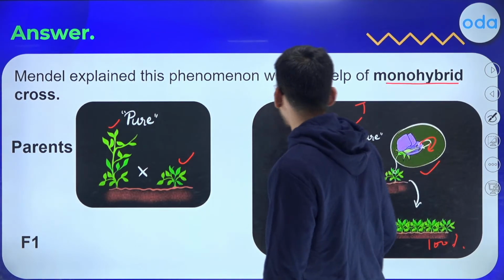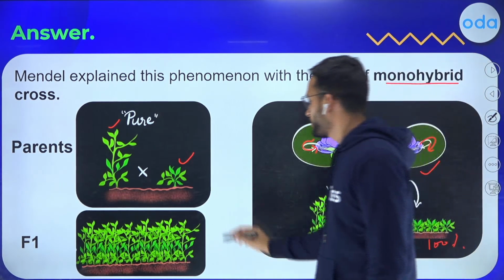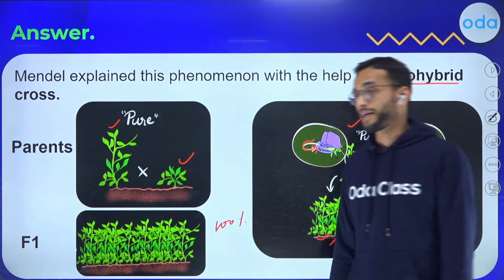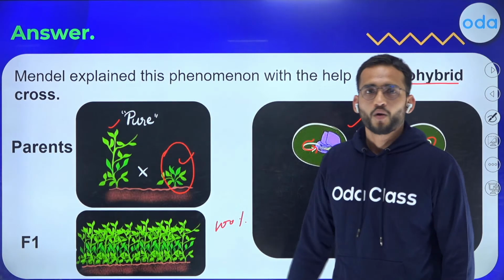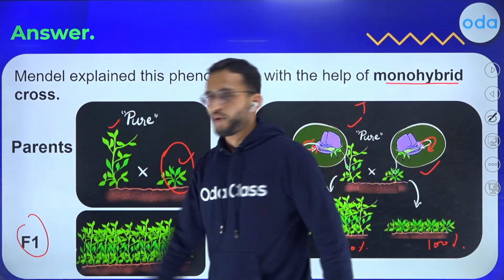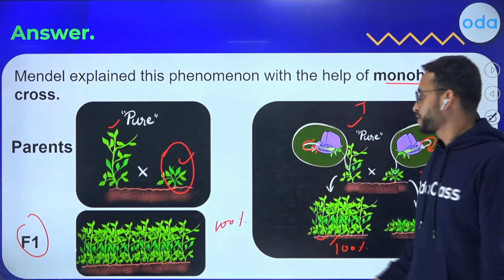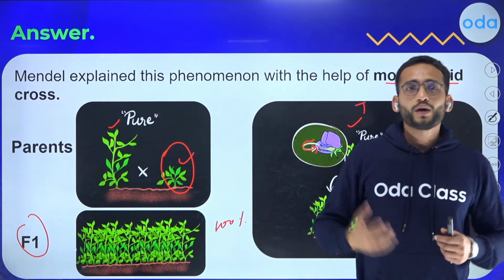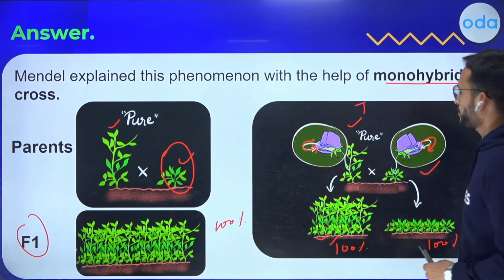In the F1 generation, what happened? In the F1 generation, he found 100% tall plants. This was a big surprise. So Mendel thought, what happened to these dwarf traits? Why are they not being expressed in the F1 generation? Why is there no dwarf plant in the F1 generation? He was so surprised. So first we'll look into what Mendel thought about this and what the mathematical and genotypic aspect of this phenomenon is.